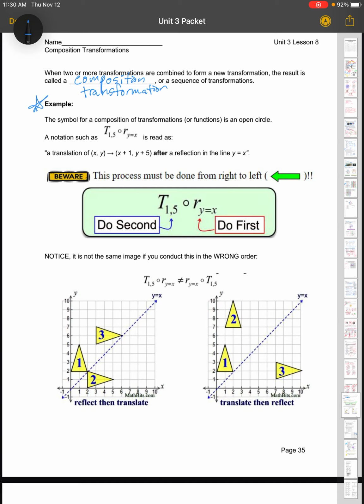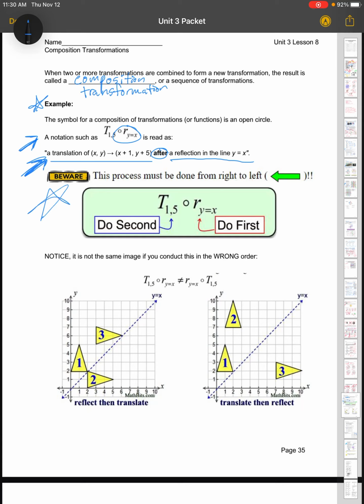So here's an example. The symbol for a composition transformation is an open circle. So this is how it would look. Here's what we have to be careful of. We read this from right to left. So the first thing we would do would be the reflection in the y equals x axis. The way you would write this in words would be a translation of x plus 1, y plus 5 after a reflection in the line y equals x. So we are doing the reflection in the line y equals x first.